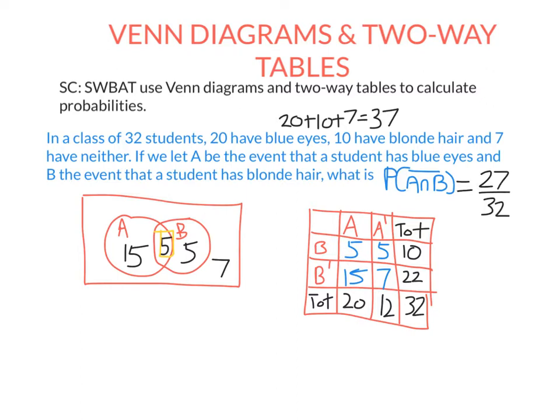Of course, I could have got the same answer from the two-way table. 15 plus 7 plus 5, 27 out of 32. So note the 4 numbers here in blue, these 4 numbers here are the same 4 numbers that appear in the Venn diagram. So let's now do a question that involves a three-way Venn diagram.